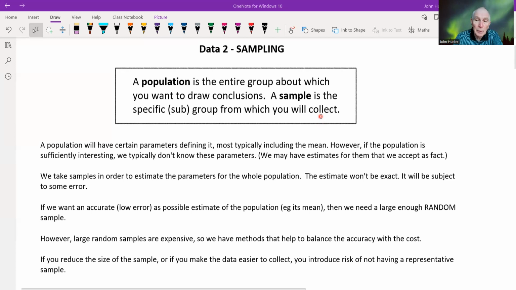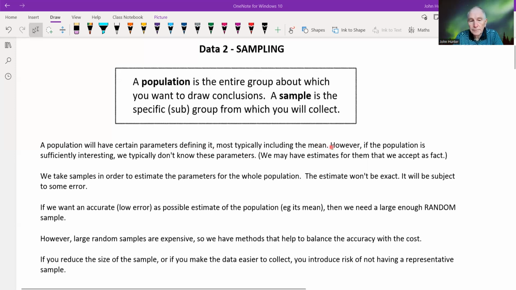It depends on the size of the sample and on other factors, but broadly speaking, that's what we're trying to do. Typically a population will have certain parameters defining it. The one we're most interested in most of the time is the mean, but we also talk about the spread. We're coming on to standard deviation and will talk about that a bit later, but that is another parameter of the data that we might wish to estimate.